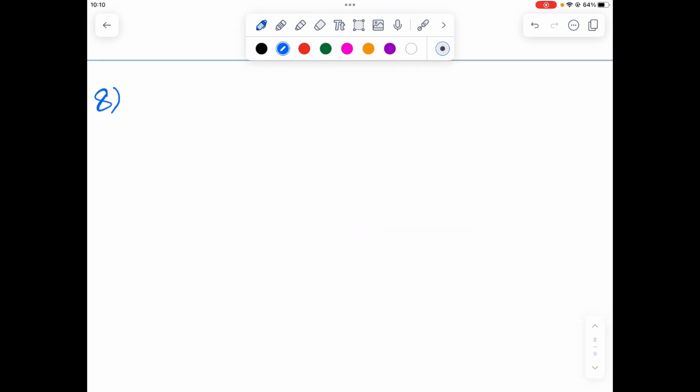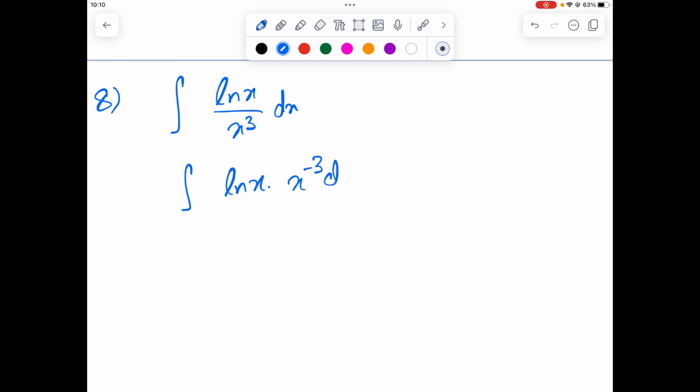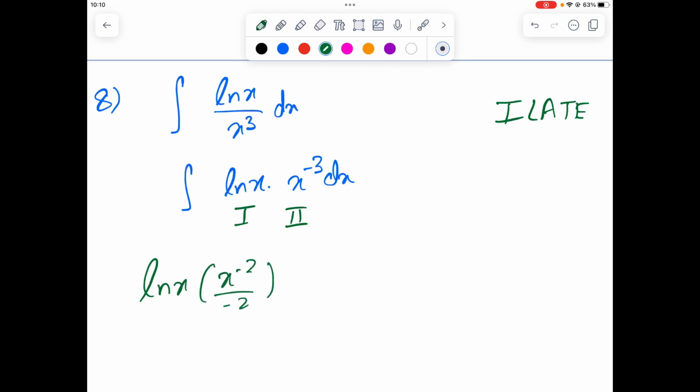Now go to question number 8: integral of ln x upon x cube dx. So integral of ln x times x power negative 3 dx. Which is my first function? ln x, and the second function. Use the acronym isolate: logarithmic is first, algebraic is second. So first function, integral of x power minus 3, which is x power negative 2 upon negative 2. Then minus integral of the derivative of the first function, 1 upon x, times x power negative 2 upon negative 2 dx.